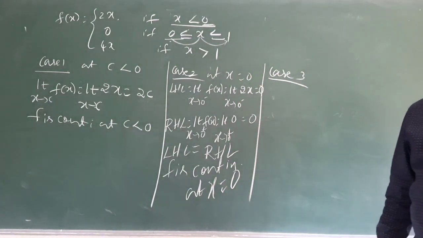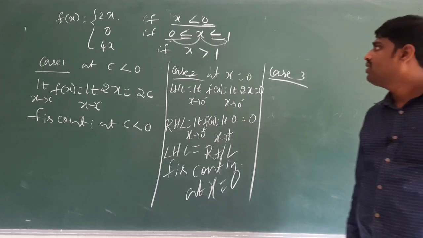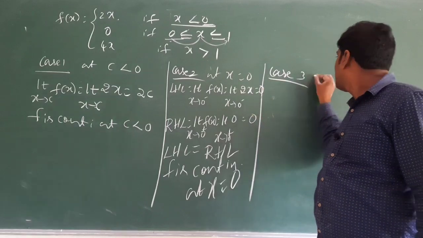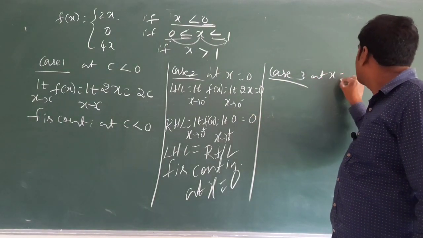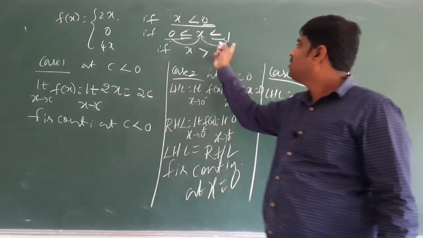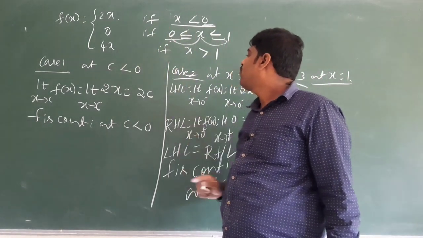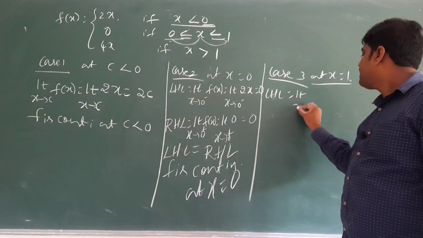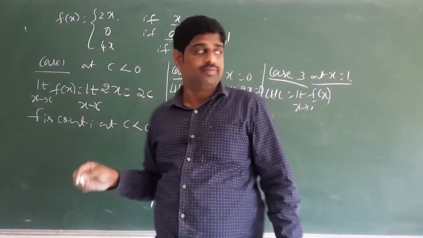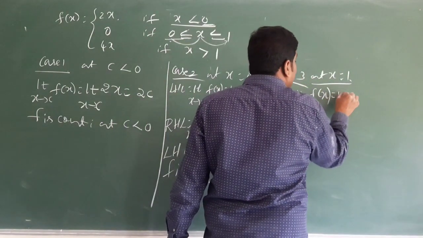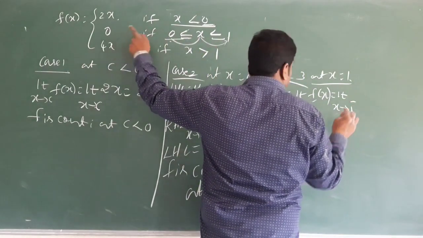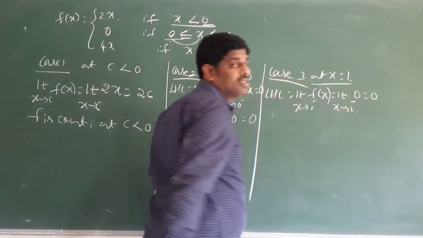Now, case number 3. Case number 3 is you have to check at x is equal to 1. Now come to LHL. So LHL is 0 only, RHL is 4x. Limit x tends to 1 minus f of x is equal to limit x tends to 1 minus, what is f of x? 0. That is equal to 0.